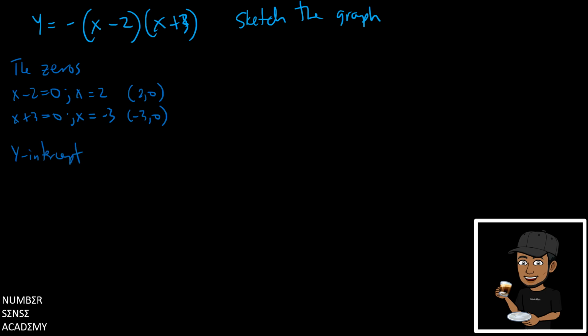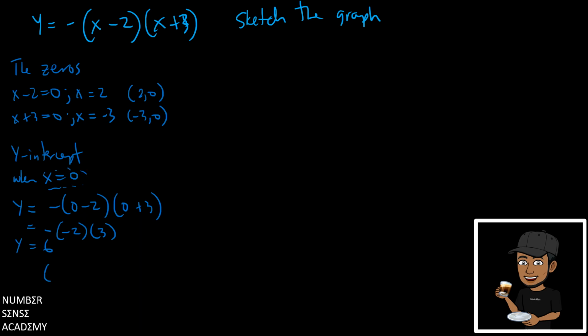And we know that happens when x equals 0. So let's plug that into our equation. So I have y equals negative (0 minus 2)(0 plus 3). So this doesn't become 0. It becomes negative times negative 2 times 3, which is equal to 6. Right? Negative 2 times 3 is negative 6, times negative is positive 6. So y is equal to 6. I let x equal 0. So the coordinate for the y-intercept is going to be (0, 6).